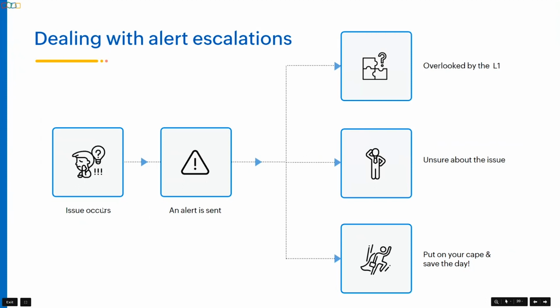So when an issue occurs, the alert is sent, and if it gets overlooked by the L1, which is the level 1 support, another alert is sent. And this time, the network operations team also will get the alert, and they are unsure about the issue. So the alerts keep on being sent, but people don't know how to go about the alerts.